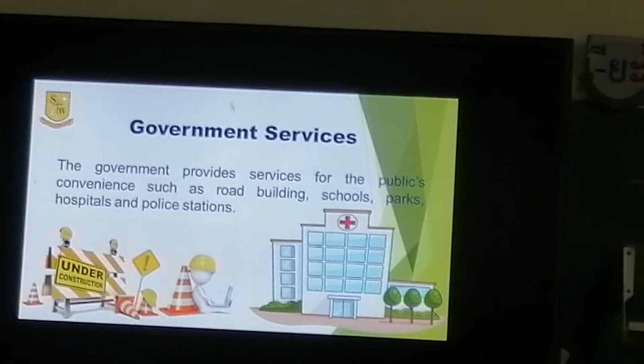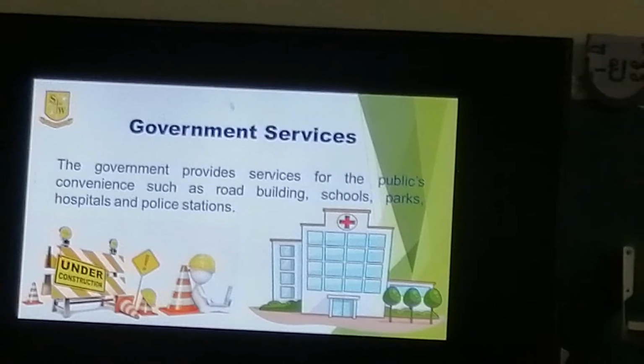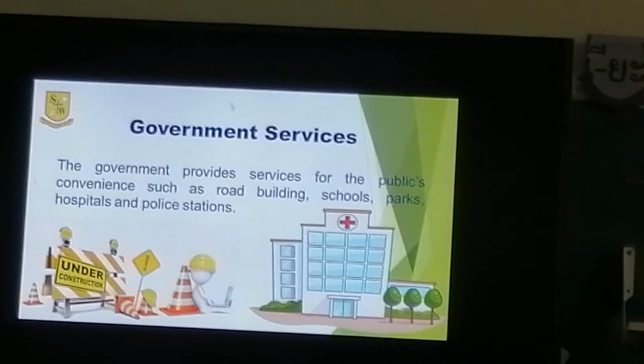Okay. We also have hospitals, like I said. We have police stations. Have you been to police stations? Yes? Yes. And the government pays for that. They build the police station. And even the police officers, it's the government who pays their salary. Okay? Most of the government school teachers, the government is the one who pays for their salary. You know salary? What is salary in Thai?